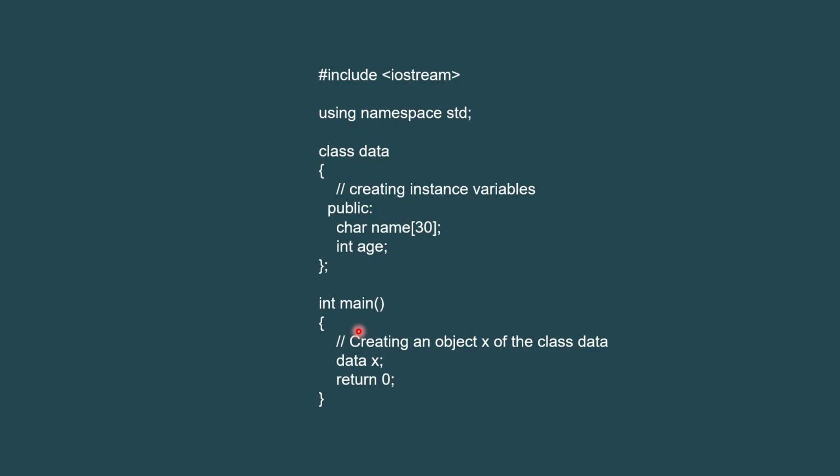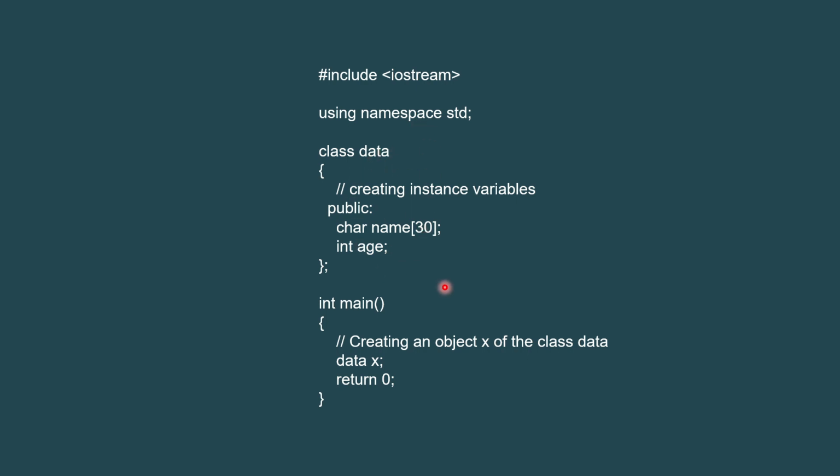Now, this is a simple example of an instance. #include iostream, string, using namespace std are the standard header files for the C++ program. Now I've taken a class Data. Inside the class, I'll be creating instance variables. Public char name, int age. These are the instance variables which I'll create inside the class Data.